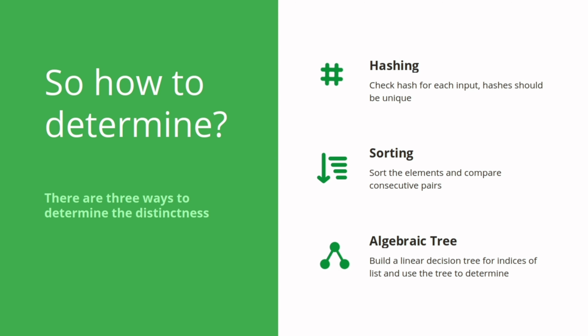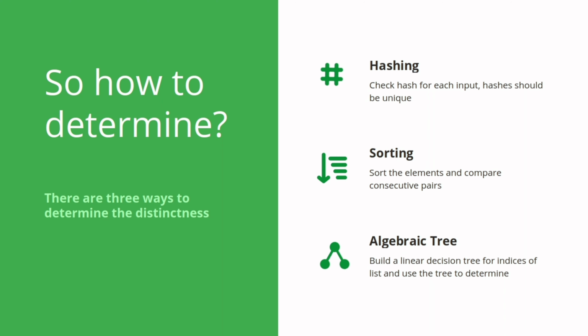So how do we make our program detect the distinctness? There are three ways. First one is hashing. In hashing, we pass the inputs through a hash function and map it to a key. If two hashes are the same, it means the elements are not distinct.